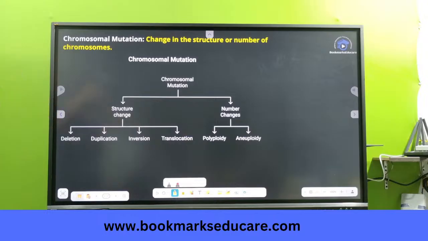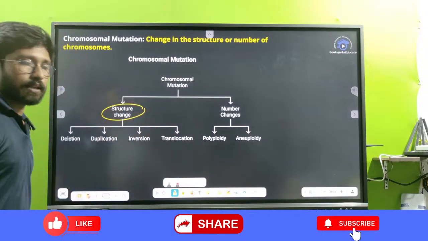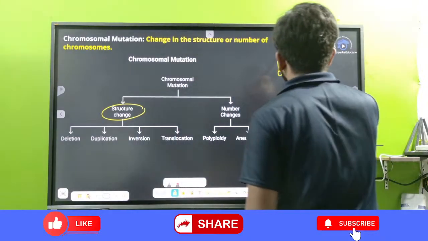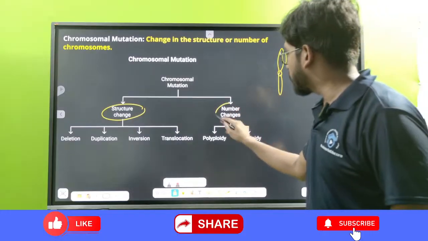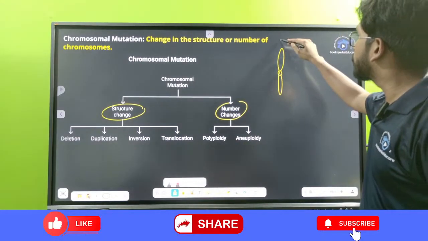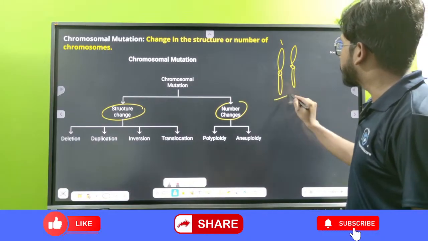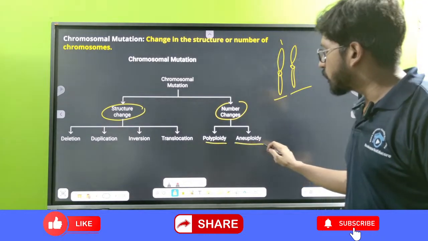It is very interesting. First, let's see chromosomal mutation. Inside chromosomal mutation, two kinds of changes can happen: a structural change, as in the structure of the chromosome is changed, and a number change, meaning the number of chromosomes that was 1 multiplies, or neither of them is present. It can be anything. So that is why we call it polyploidy or aneuploidy.